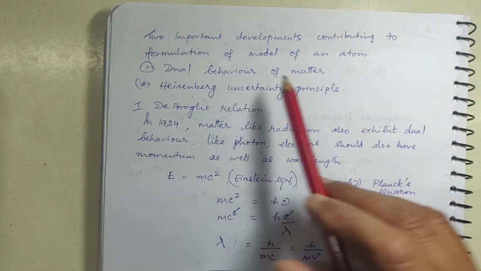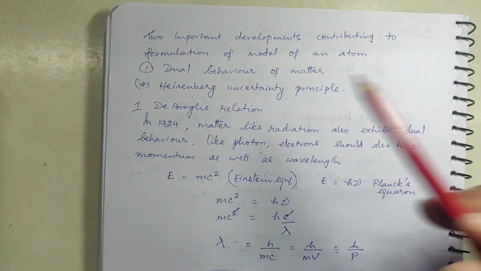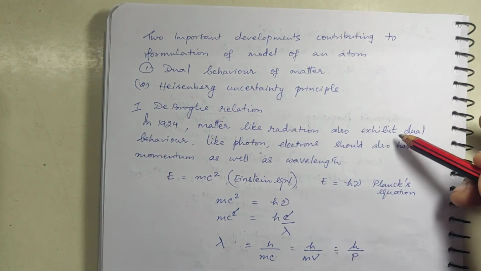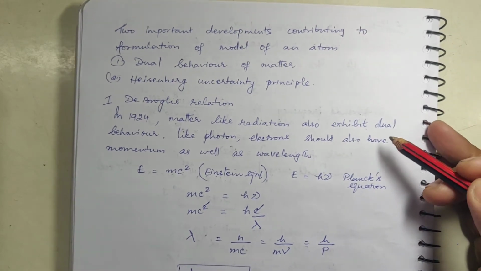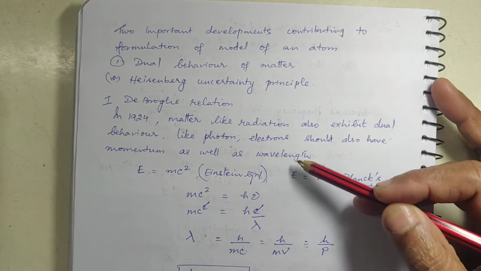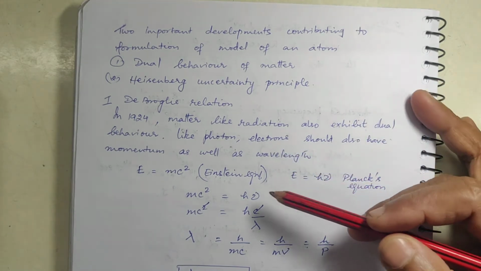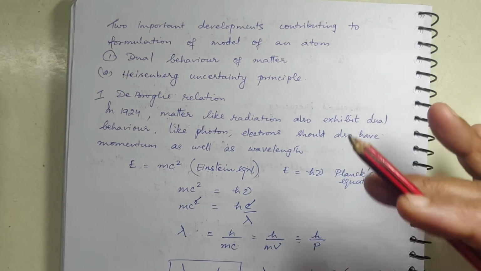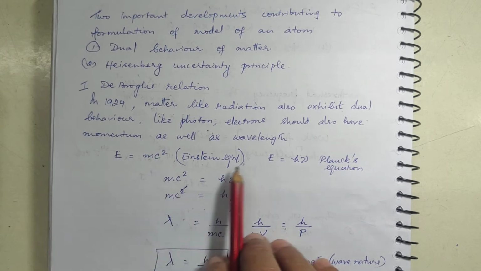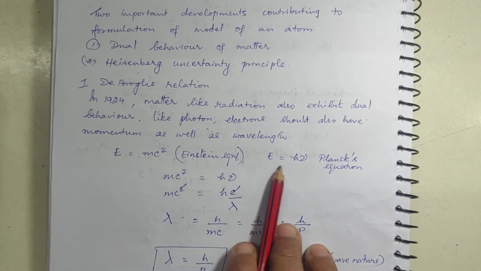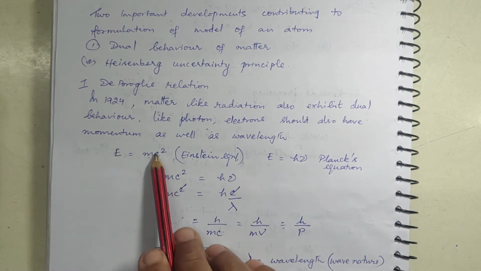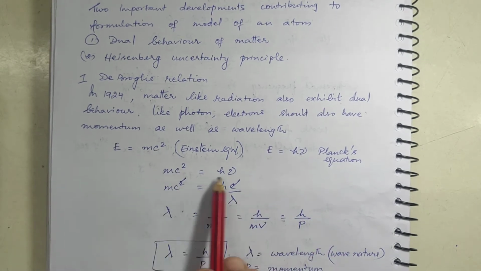So this dual behavior of matter was expressed by the scientist by name de Broglie. He said that matter, like any radiation, also exhibits dual behavior. So like photons, electrons should also have momentum as well as wavelength. This is what he thought. And he tried to relate both by means of an expression. Now what he did? He took Einstein's equation E is equal to mc square, and he also took Planck's equation, which is E is equal to h nu. And since both of them are equated to E, he equated mc square and h nu.